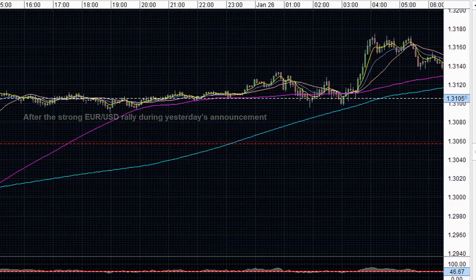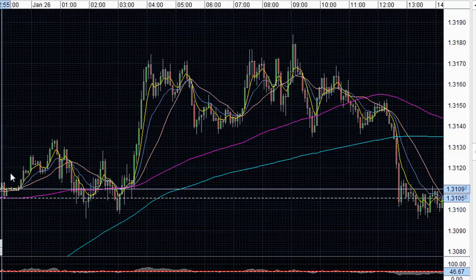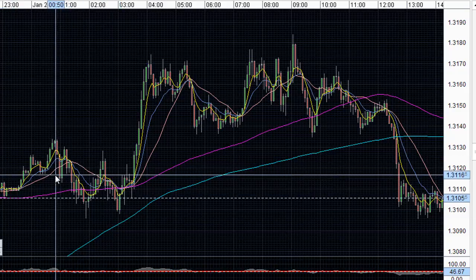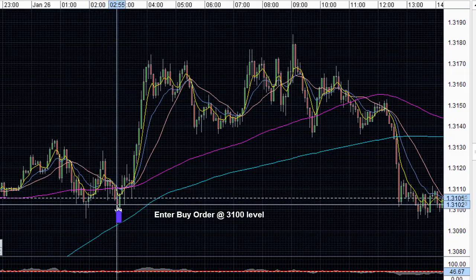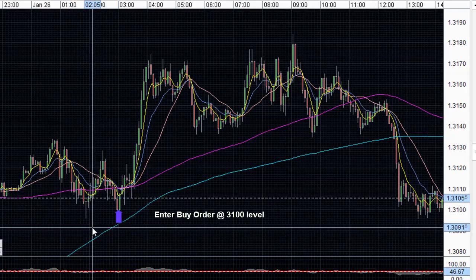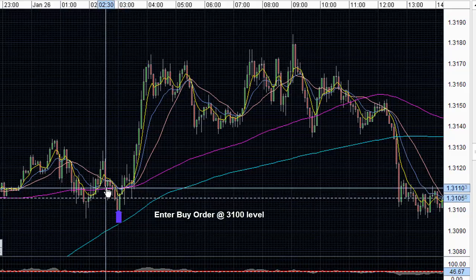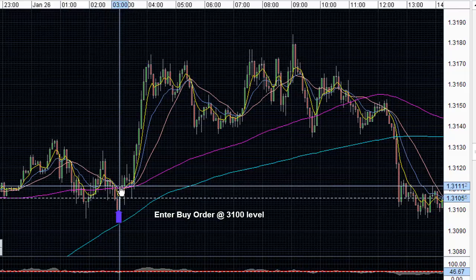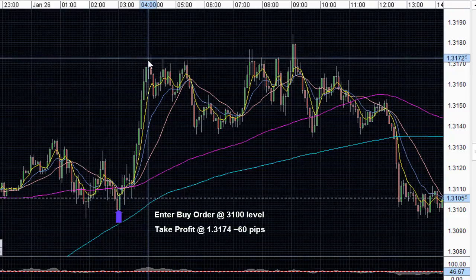And if you were in front of your monitor, or on your computer around the European Open, you could have actually entered long at this support around the 1.3100 support, and you could have placed your stop loss on the other side of the support around the 1.3090 area. And you could have waited for bullish confirmation and entered around 1.3112 and placed your trade and actually held on to the trade and taken your profit near this resistance at 1.3174 for about a 60 pip trade.